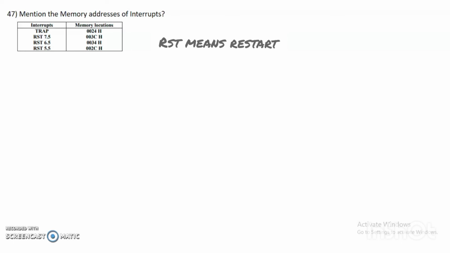Bit number 47, mention the memory addresses of interrupts. Whenever an interrupt occurs, the particular instruction will start executing from a memory location. That's the reason each and every interrupt has its own memory location. For example, for trap, the memory location will be 0024 hexadecimal. In the same way, we have memory locations for reset 7.5, reset 6.5 and reset 5.5.